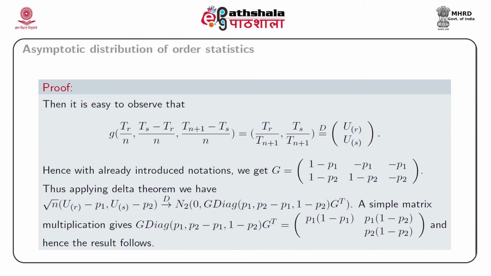So, for order statistics, the result has three components. First, we have expressed the joint distribution of U_r and U_s in terms of some sums of IID random variables, and then using CLT and analogy with the order statistics, we have obtained the large sample distribution of U_(r) and U_(s).